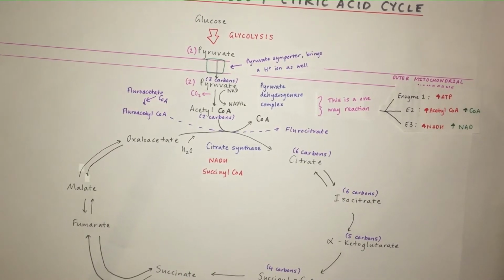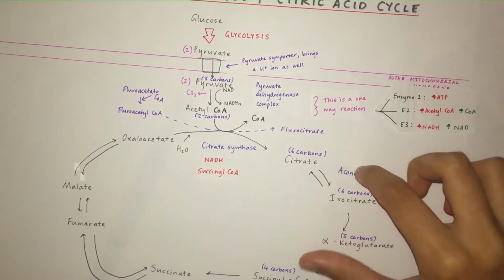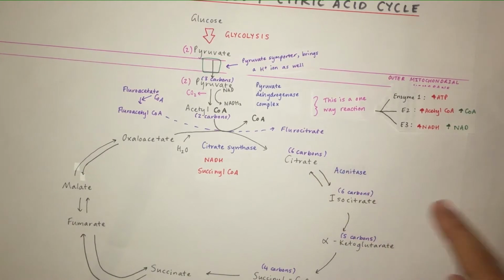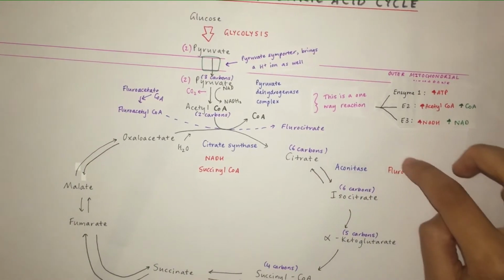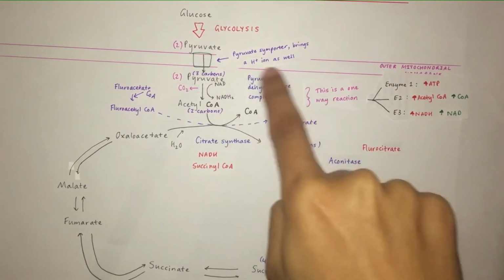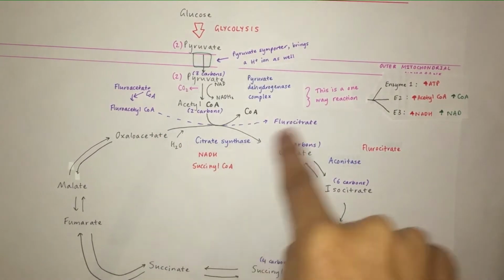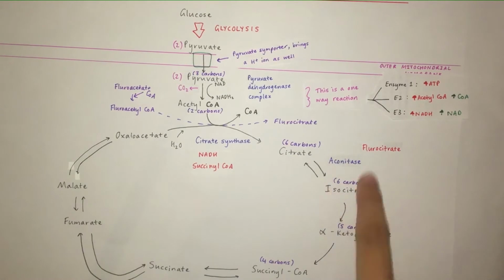So as I said, fluorocitrate is about to become important. Fluorocitrate is quite toxic actually, and in the next reaction between citrate and isocitrate, which is catalyzed by aconitase, fluorocitrate will inhibit this reaction. So that's why I wrote it up here. Even if you don't understand this full process, I would just remember that aconitase is inhibited by fluorocitrate.